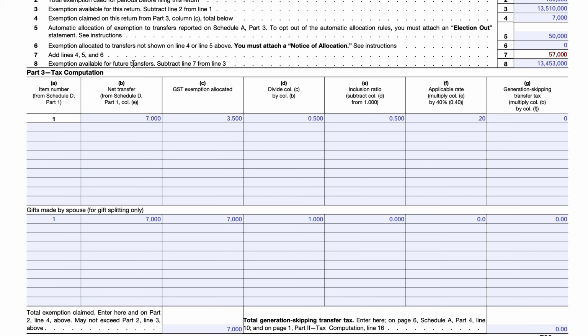To make sure that we're aware of the exemption available for future transfers, you subtract this amount from line 3. And as you can see, John Doe has $13,453,000 remaining of his lifetime GST exemption. Now, this $0 of tax, you put this on Schedule A, Part 4, line 10, and then also in Part 2 of the form itself on line 16.